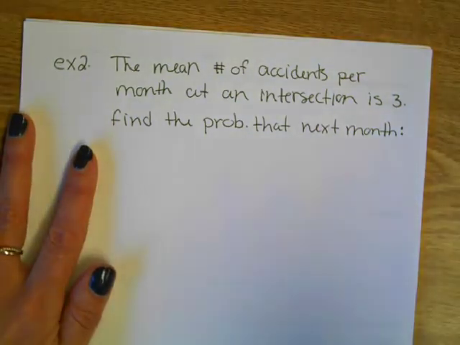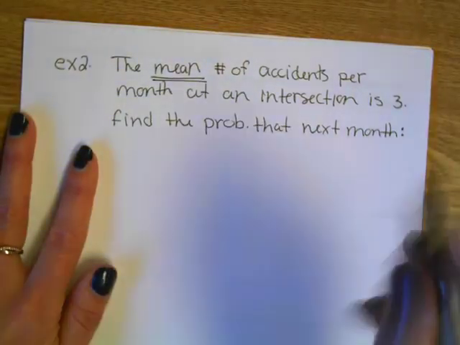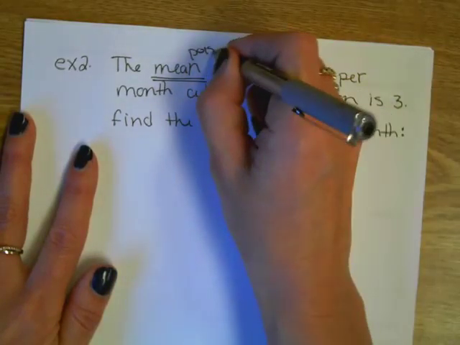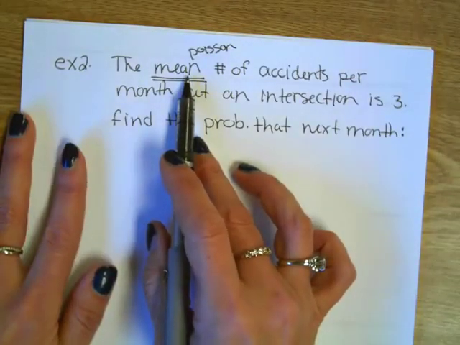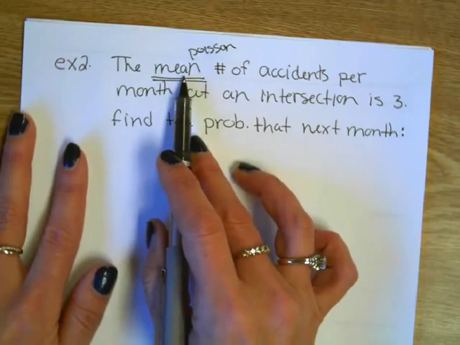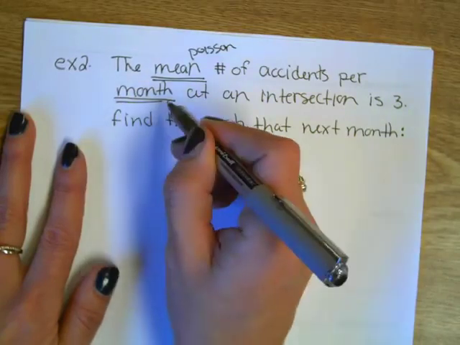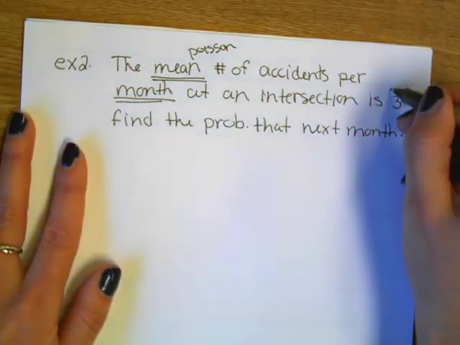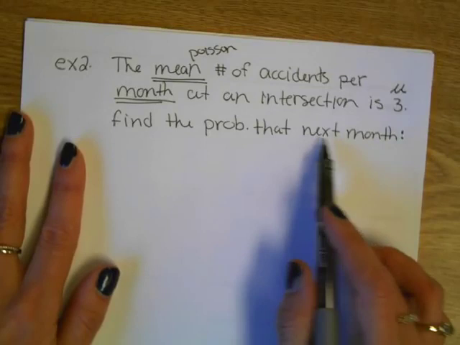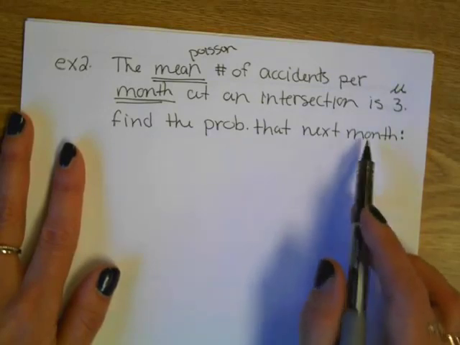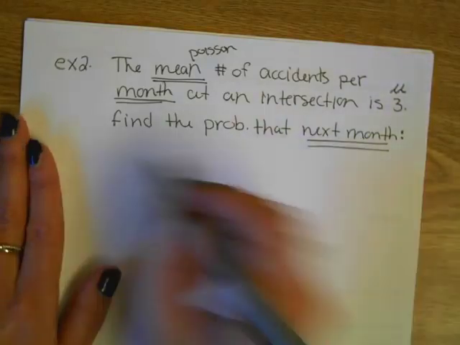The key word in here that makes this Poisson, listen, mean. That tells us Poisson. Okay, so they're giving us a mean. The binomial doesn't give us a mean, the geometric doesn't give us a mean, only the Poisson. So the mean number of accidents per month, that's our time interval, is 3. So that makes our mu value the 3. And notice the question has to be for the same time interval. Per month, next month. So those have to match.